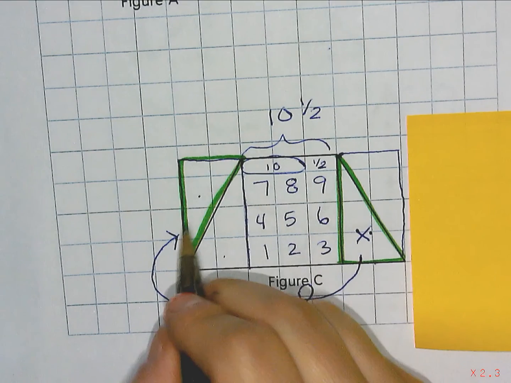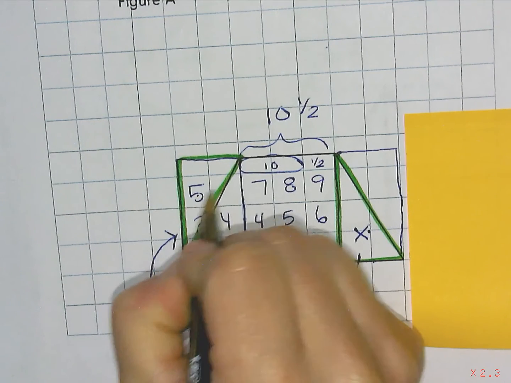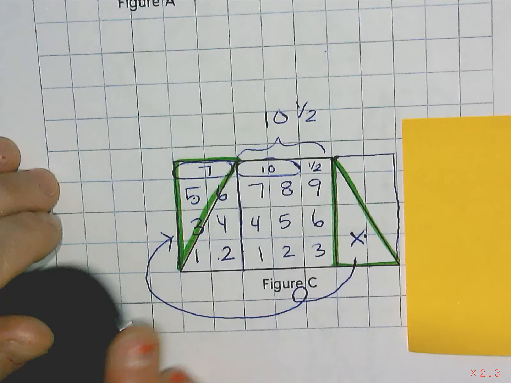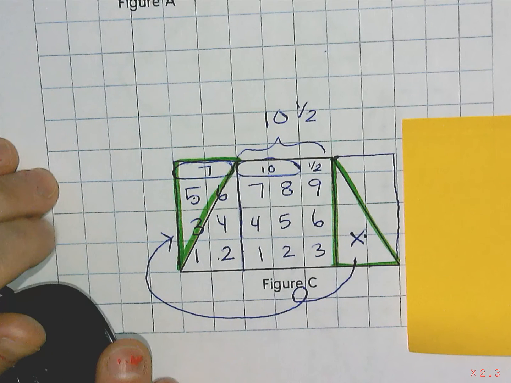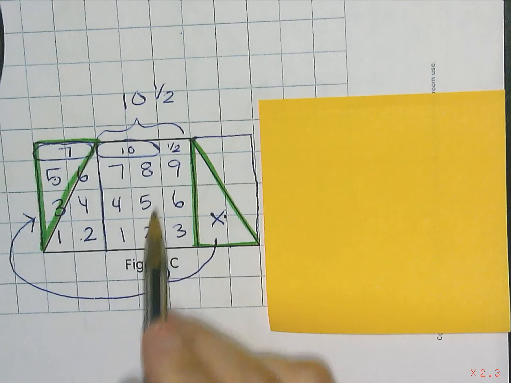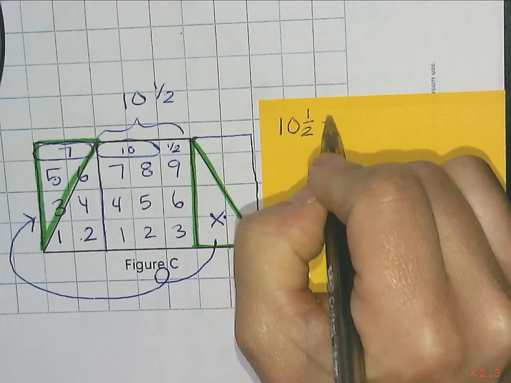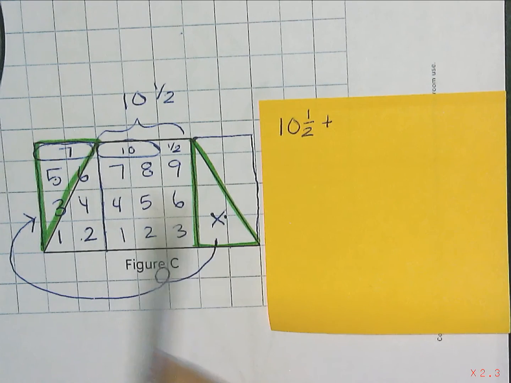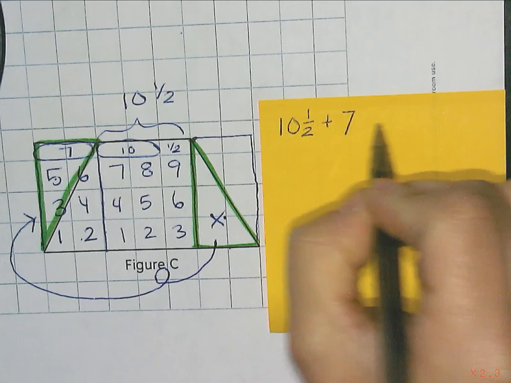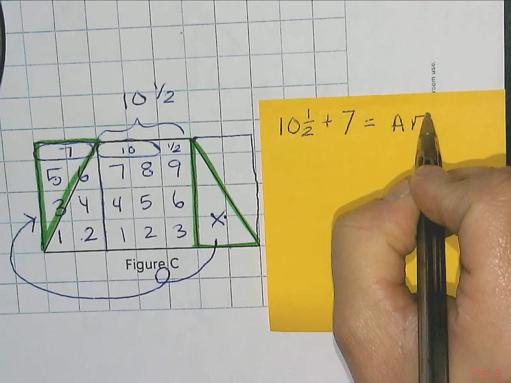So now I can find the area is 1, 2, 3, 4, 5, 6, and 7. Okay, so now that I know the area of this rectangle is 10.5, and the area of this triangle and this triangle together is 7, that means I can add them together to get the area of figure C.